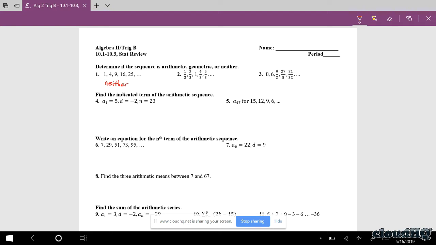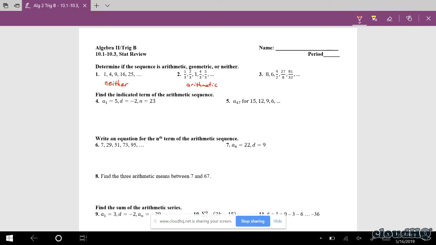Second one, looks like I'm adding 1/3 over and over again, making it arithmetic. And the third one, looks like I'm not adding the same thing over and over again, but I am multiplying by the same thing over and again.